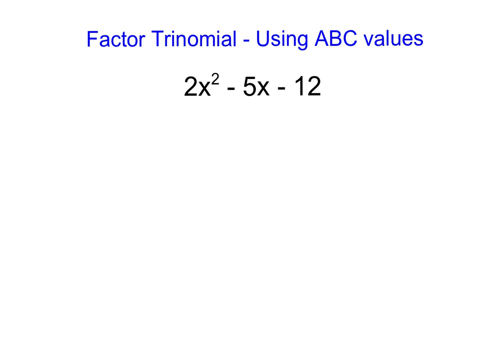To start, we need to identify our A, B, and C values. So that's our first step. We're going to look at A, B, and C. A, remember, is our coefficient of x squared, which is 2. B is our coefficient of x, which in this case is a -5. And C is our constant value, which is a -12.